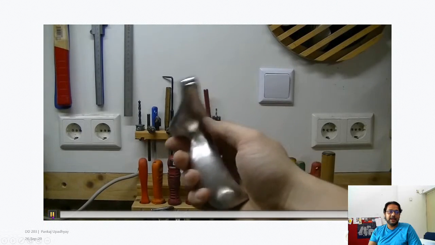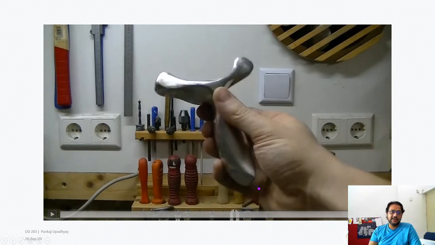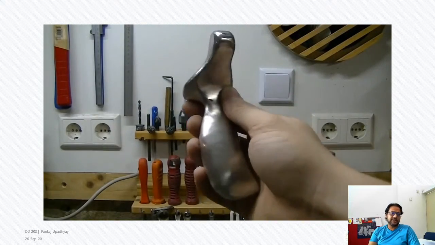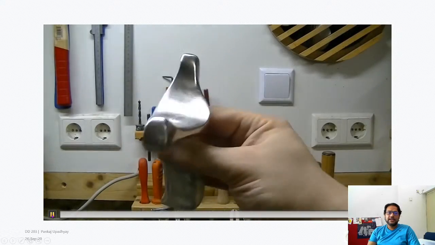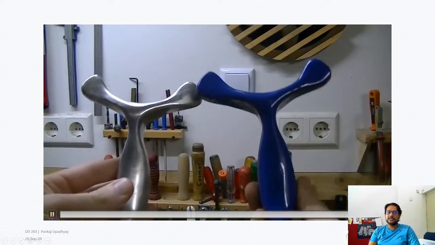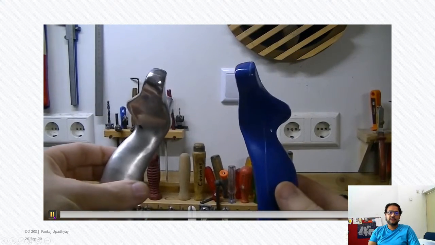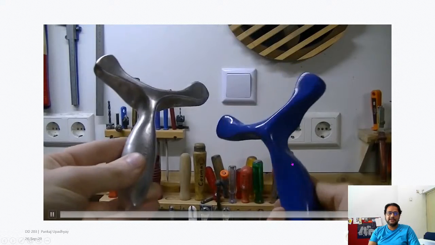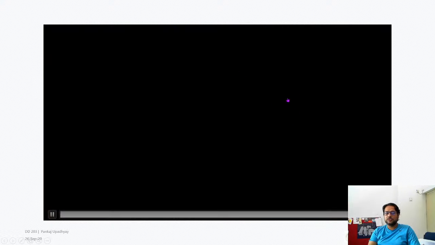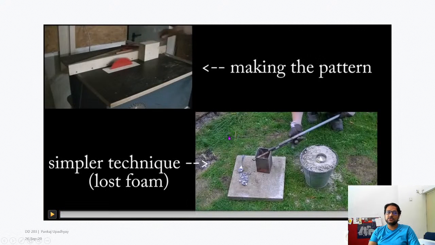I thought it was an excellent project, and it really tells you about the simple basic fundamentals of casting, and beyond this, it's just improving the process. So that's the pattern, and this is the casting, and now you can reuse the pattern to make other castings and so on and so forth.